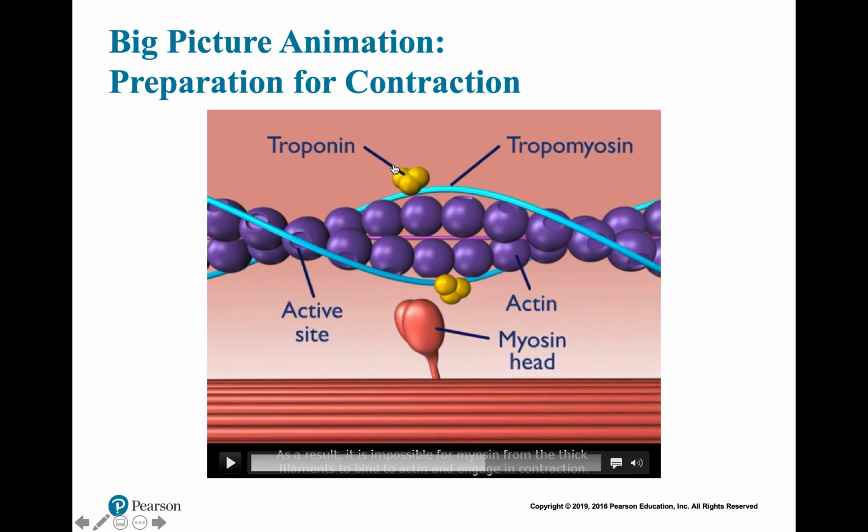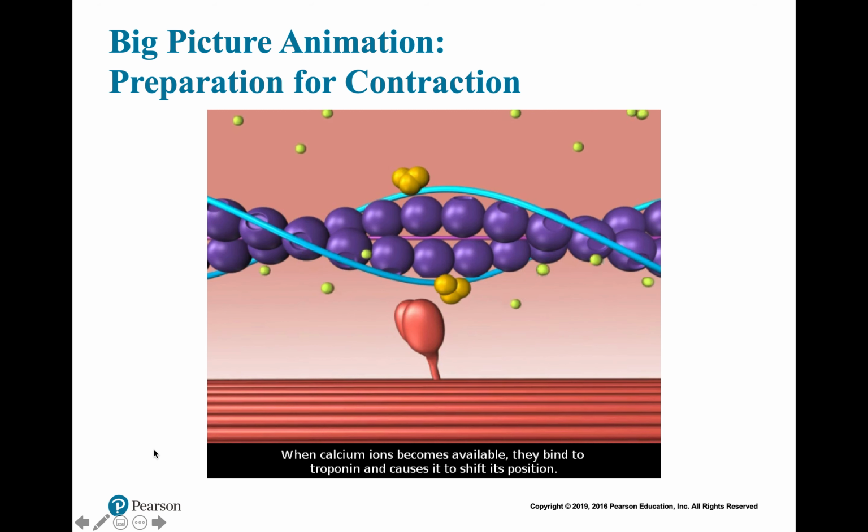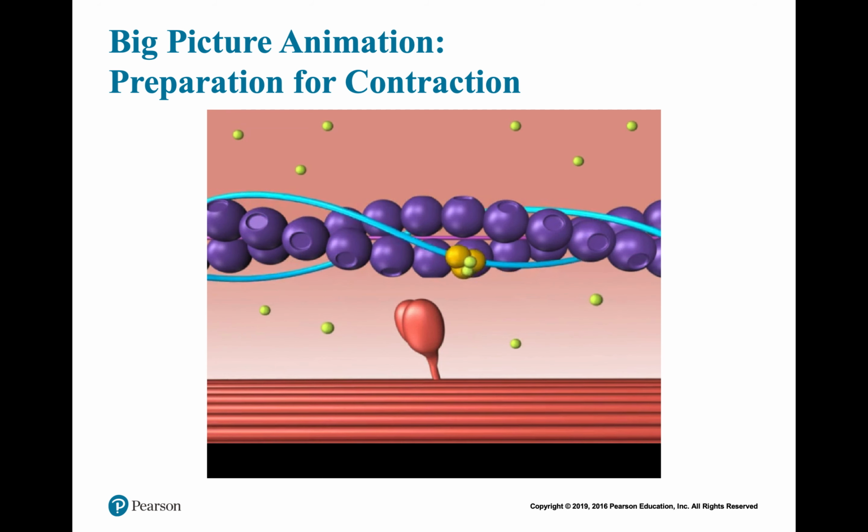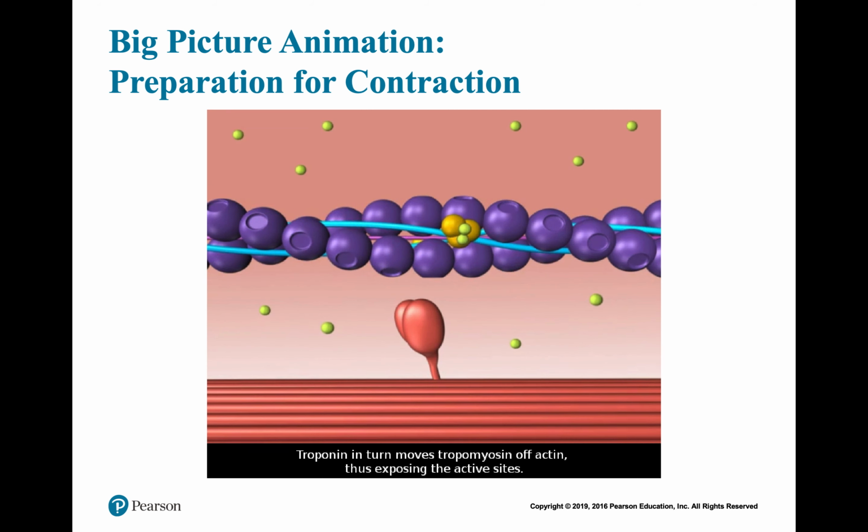So when calcium is absent, right? When there is no calcium, troponin is in a particular shape that causes tropomyosin to cover the active actin sites on actin. When calcium ions become available, they bind to troponin and cause it to shift its position. Troponin in turn moves tropomyosin off actin, thus exposing the active sites. Actin is now available to bind to myosin, and the muscle can contract via a sequence of events called the cross-bridge cycle.